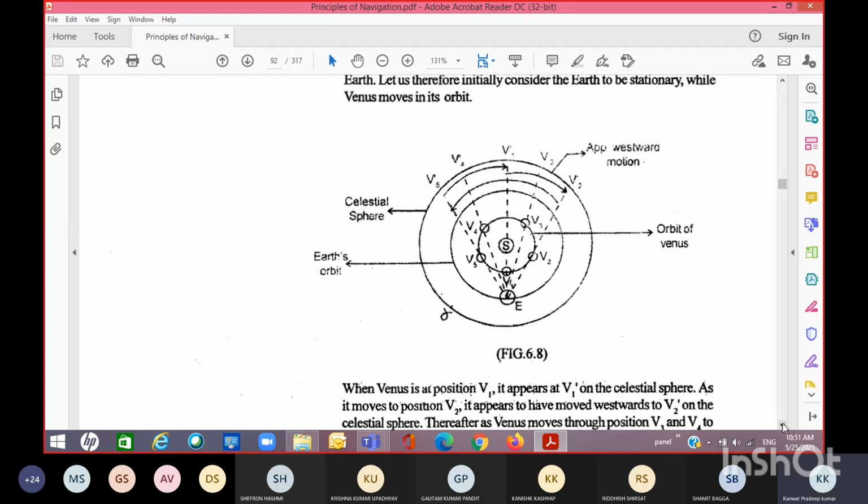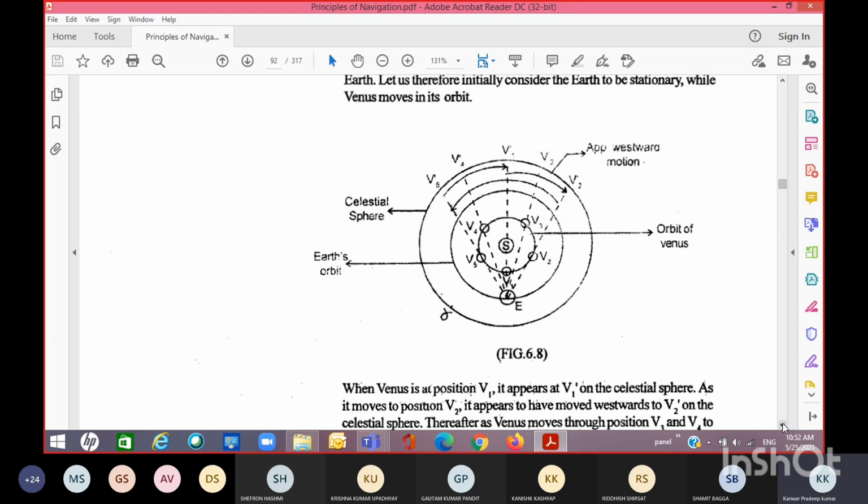You can imagine that or no? What is the harm in imagining? Nothing stops your imagination. Okay. So let us assume that the Earth is stationary and Venus is moving, revolving around the Sun.